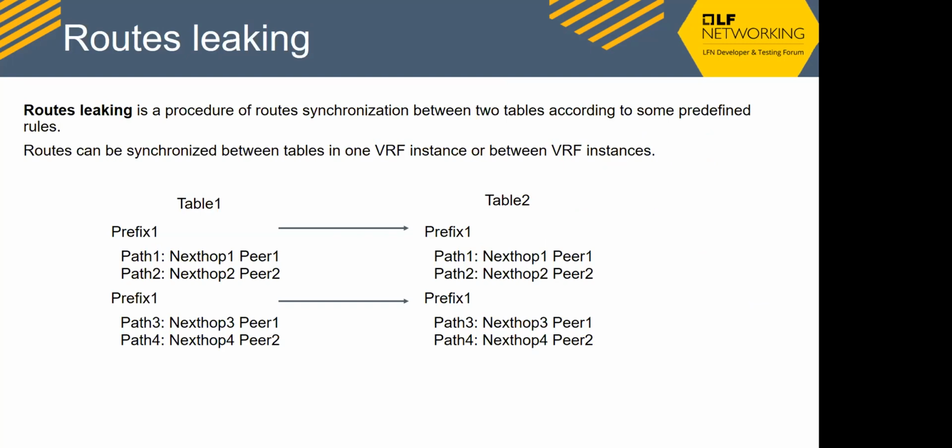And the second concept, which is important for VXLAN, is route leaking. Route leaking actually is a procedure of route synchronization between two tables. So we establish the method by which data from one table is copied into another table, between different VRFs or within one VRF.